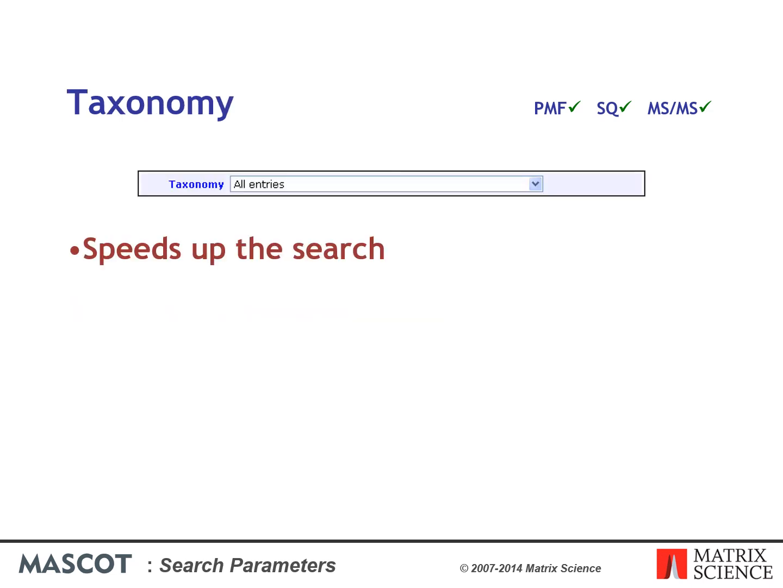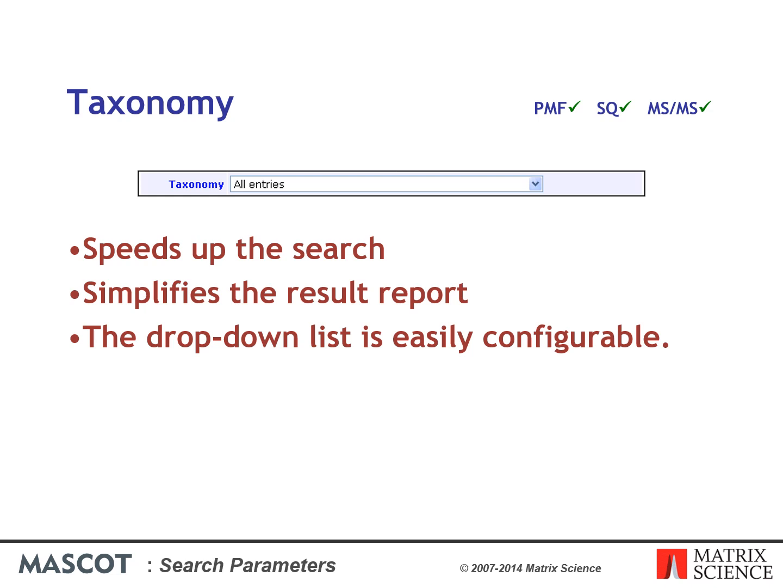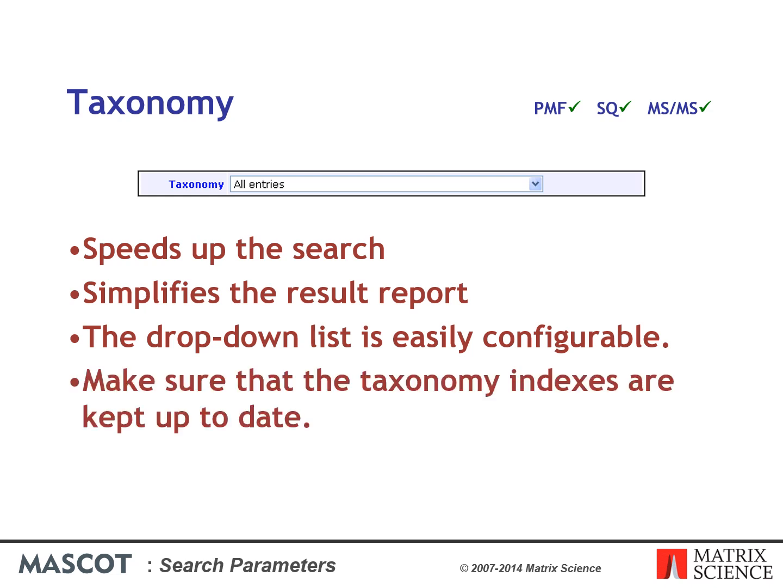If a database contains taxonomy information, we can use this to restrict the search to entries for a particular organism or family. This speeds up the search because, in effect, it makes the database smaller. Limiting the taxonomy simplifies the result report because you don't see all the homologous proteins from other species. The drop-down list in the search form is configurable. If you're working on a particular organism, you can easily add this to the list. It is important that the taxonomy is as accurate as possible, which means keeping the indexes up to date.